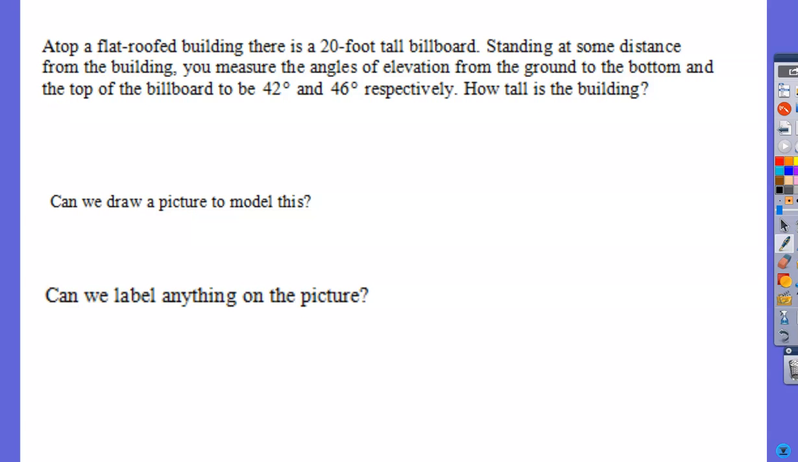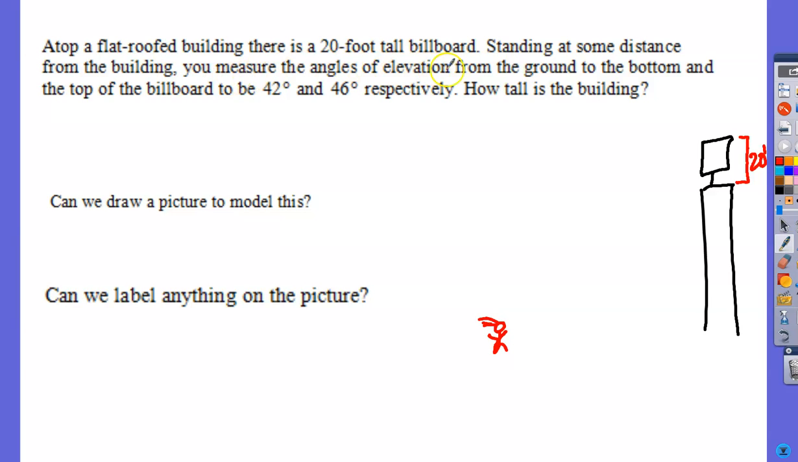So we have, atop a flat-roofed building, a 20-foot tall billboard. So I'm going to have my little building, and then here's my little billboard at the top, okay? And this little billboard is 20 feet. So from there to there is 20 feet. Standing at some distance from the building, so here you are.